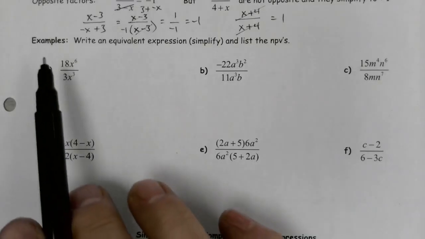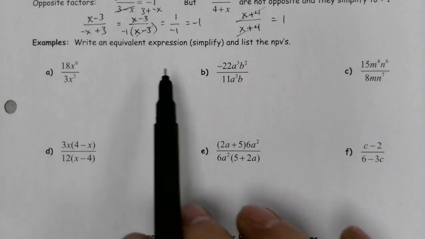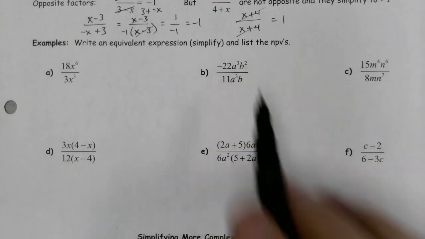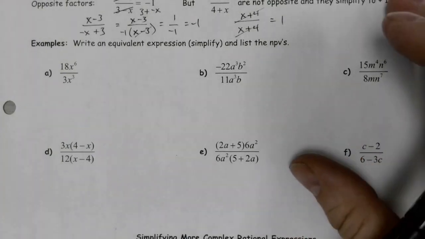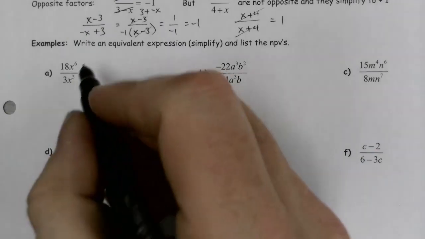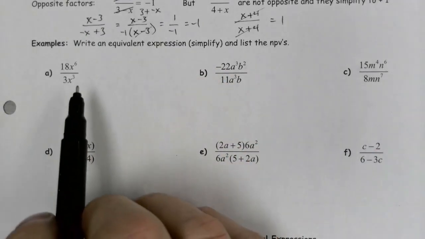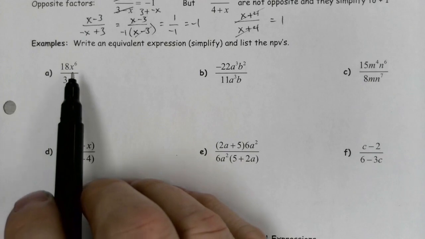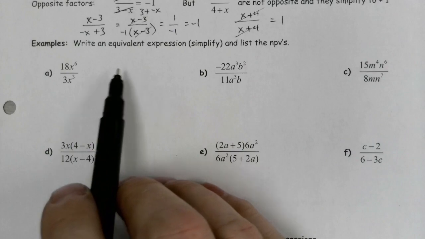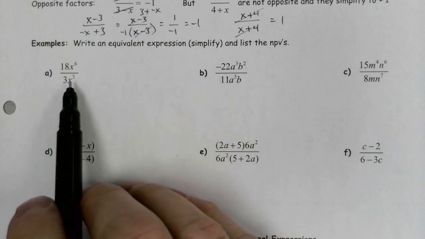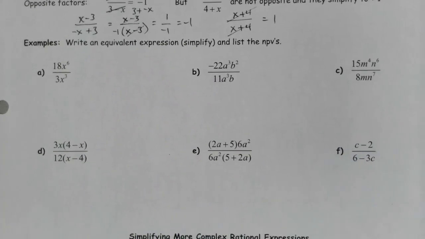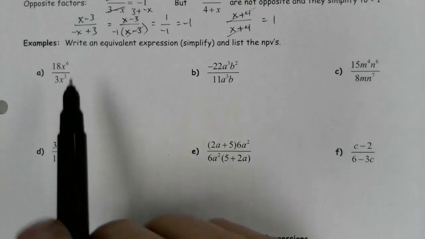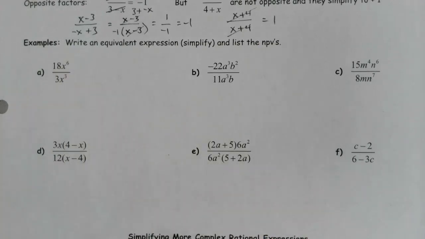Okay, so now here's our set of examples here, and what we're going to do is write an equivalent expression, simplify, and list the NPVs. So now, thinking back to our steps here, what we wanted to do first is factor the numerator and the denominator. Now, in this first question here, I've got 18 multiplied by x to the 6th. And remember what that means is that I've got 6 factors of x multiplied out there. Down in the denominator, I've got 3 multiplied by x cubed, and that means I've got 3 factors of x multiplied out there. That is actually in factored form. Okay? This is just a shorthand way of writing that set of factors there.